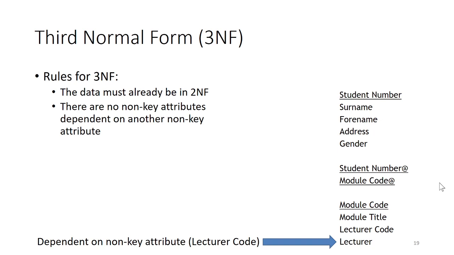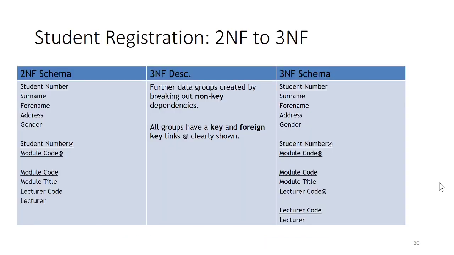So in that case, we are going to split this group again into a new group with lecturer code and lecturer. These remain unchanged, this group and the second. The third group is split into two new groups, further data groups created by breaking out non-key dependencies. So lecturer is dependent on lecturer code, and here we will have module title and lecturer code.